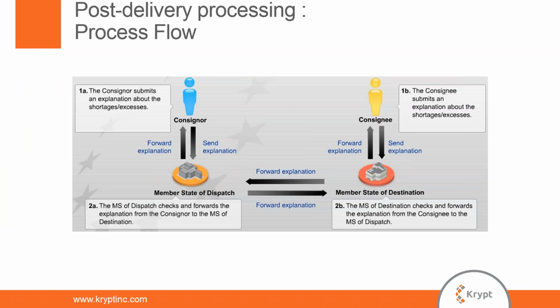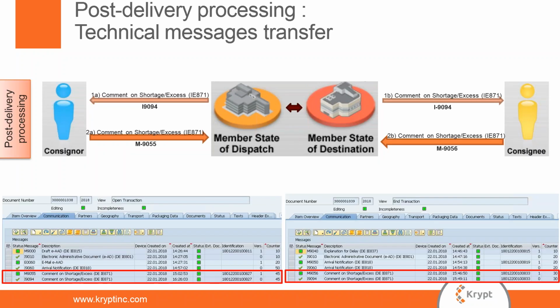So in the case of post-delivery processing, there are certain messages. There could be certain scenarios where the consignee may have received the goods in short or in excess. So in those cases, the consignee may like to communicate the same to the member state as well as to the consignor, that they have received the goods in excess or in shortage. So here again, it just quickly shows what the message IDs are that are used for sending the data from consignee to the consignor.